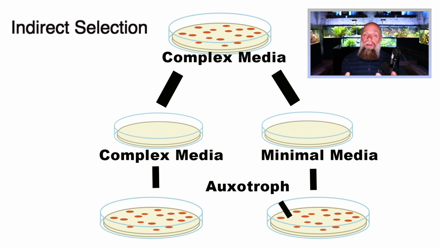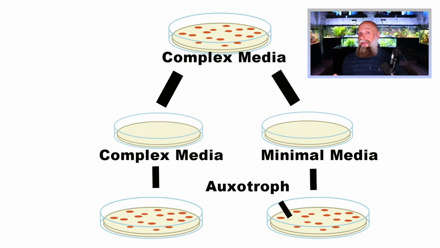And what we have is 2 different environments. On the left-hand side, we have the same media that we used originally, complex media. It has all the stuff that the microbes need in order to grow. But on the right-hand side, we have what's known as a minimal media. And in that minimal media, it's missing a particular growth factor. It might be one of the essential amino acids, usually is. And so what we see here is a comparison between the microbes that are growing.